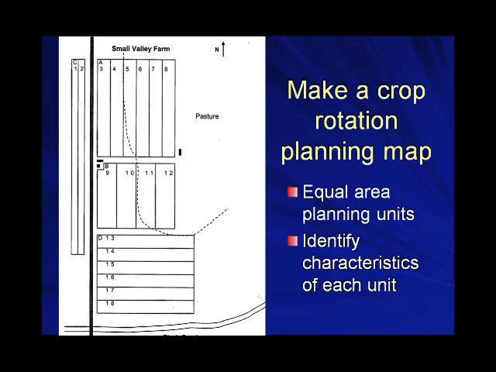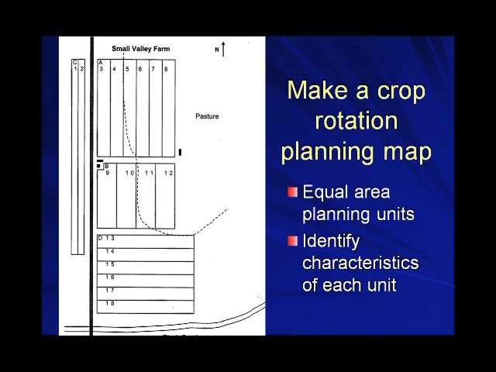Okay, so another important step in the crop rotation planning process is to make what I call a crop rotation planning map. What you want are equal area planning units, and you map out the farm. In some cases you might have a long skinny field and the planting units are long and skinny. In other places maybe they're wider and fatter. For a vegetable farm, these might actually be beds.